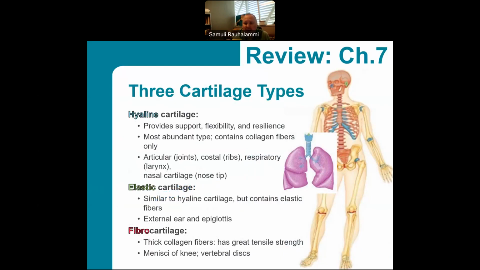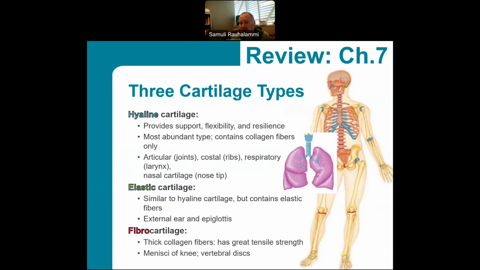So the first cartilage type that I wanted to talk about is our hyaline cartilage. Hyaline cartilage is the most common cartilage type. It contains collagen fibers and only collagen fibers. These make these cartilages great for support, but also great for flexibility and resilience. Some of the places where we might see hyaline cartilage include most joints that we have, also the costal cartilages, so where the ribs join to the sternum, to the chest bone. That's another common place where we see hyaline cartilage.